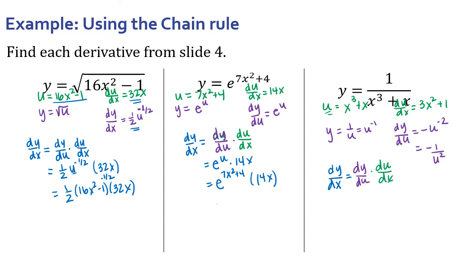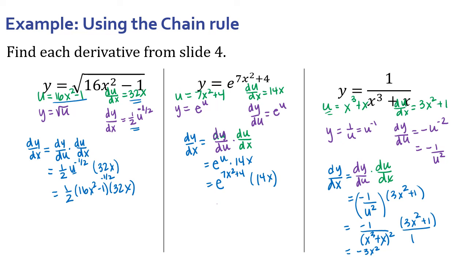All right, so this gives us dy/du was negative 1 over u squared, and then I had du/dx was 3x squared plus 1. So now we'll put in what u is, so that's x cubed plus x squared times 3x squared plus 1. You can leave it like that, or we can just multiply this as a fraction, and we'd get negative 3x squared minus 1 all over x cubed plus x quantity squared.